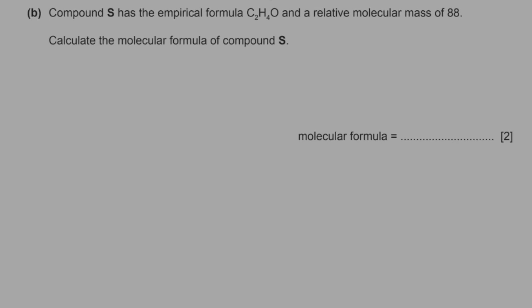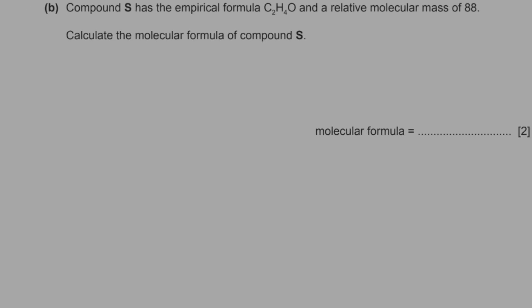B. Compound S has the empirical formula C2H4O and a relative molecular mass of 88. Calculate the molecular formula of compound S. So first off, you start with calculating the Mr of the compound, which is you multiply the number of atoms of each element present in the compound with its mass. So we have 2 carbon atoms multiplied with its mass, which is 12. Then you add the rest of them.